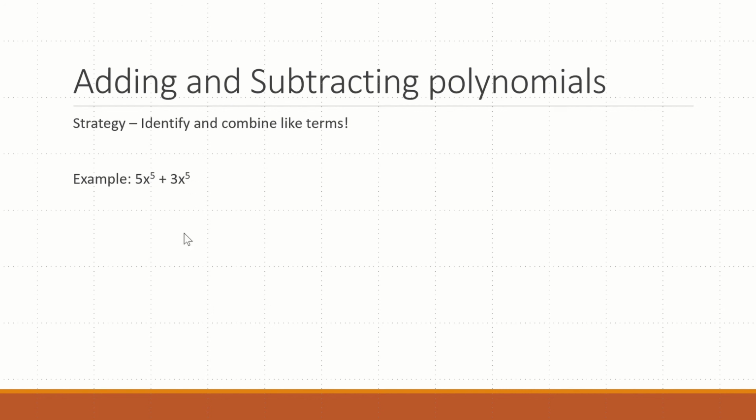So to combine these, all we have to do is add the coefficients, which is 5 plus 3, and that gives us 8. So this is going to be 8 times x to the 5th power. Notice that I did not add the exponents. So you don't add the exponents when you work with polynomials. You just add the coefficients. So this would be 5 plus 3 is 8, x to the 5th power. All right. So that's going to be your solution for this problem.